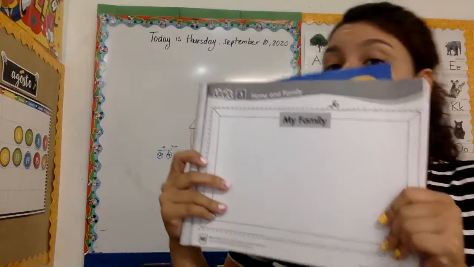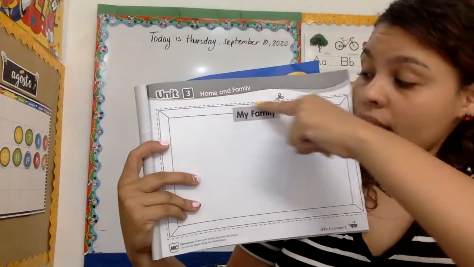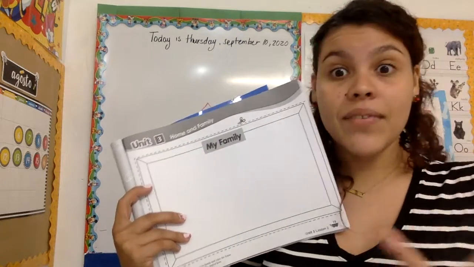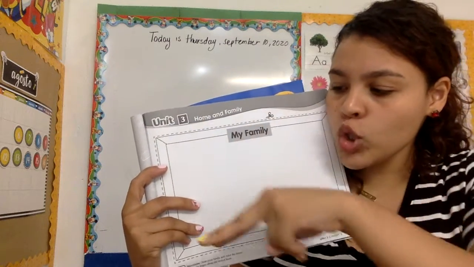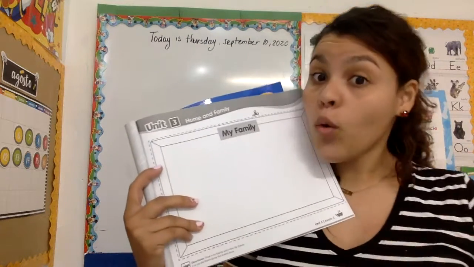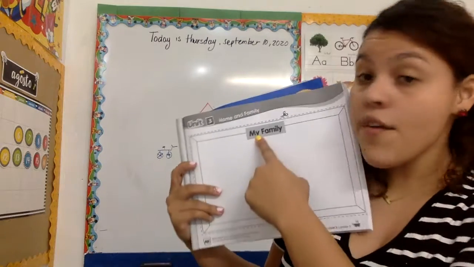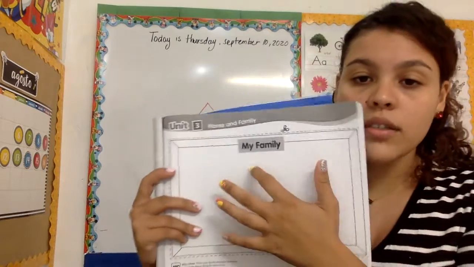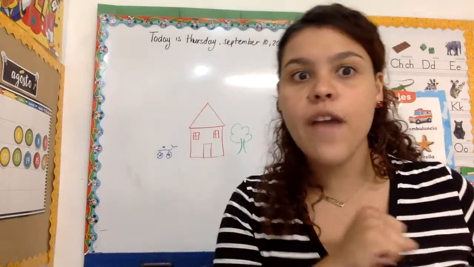Ustedes van a hacer su familia. Lo van a pintar como ustedes quieren. Recuerden que tienen que pintar el borde para que parezca un retrato. ¿Qué van a hacer? Cuando terminen, lo van a recortar. Lo recortan y luego lo pueden pegar en alguna pared de su casa. Y tienen una foto de su familia. Of your family. Because today we talk about family. Family, family, family. I want to see your family, okay?